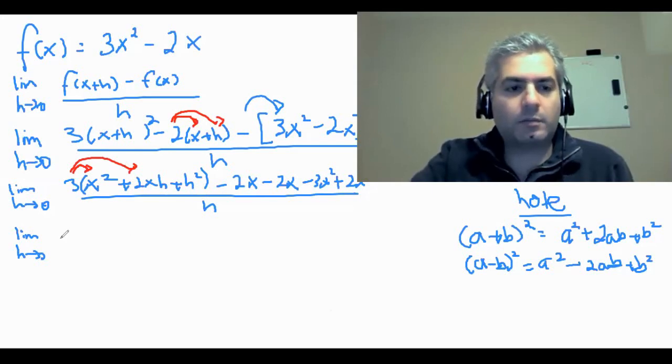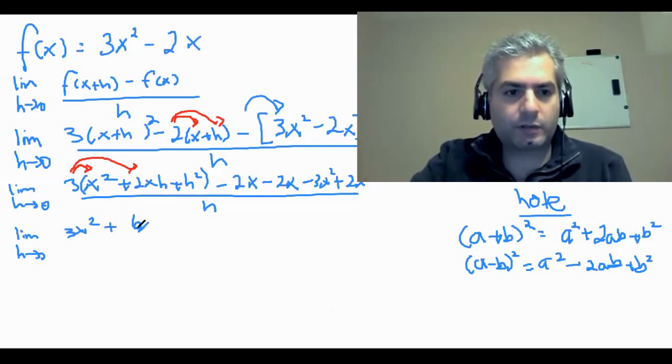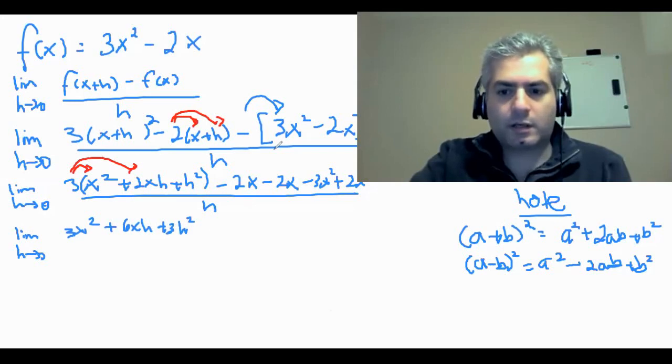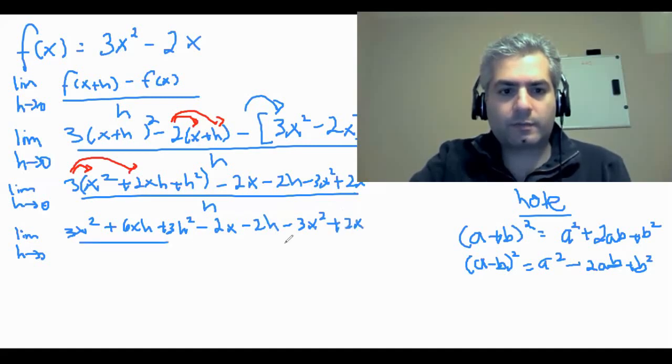So we'll expand further: 3x squared plus 6xh plus 3h squared. And what we have here is negative 2x, and that should be 2h here. So minus 2x minus 2h minus 3x squared plus 2x. This is all over h.